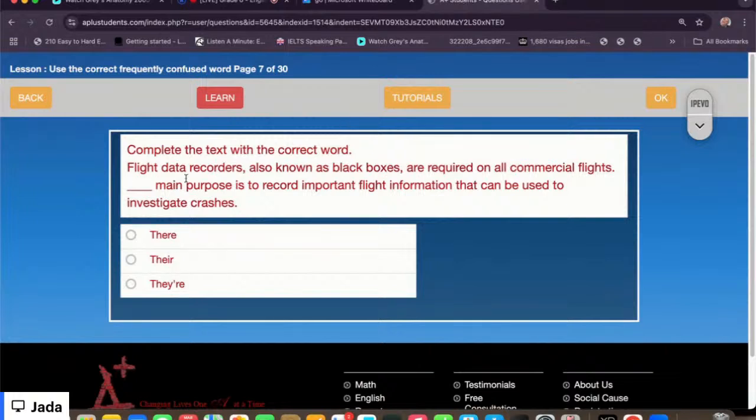All right, so we have: flight data recorders, also known as black boxes, are required on all commercial flights. Dash main purpose is to record important flight information that can be used to investigate crashes. So there, their, or they're?